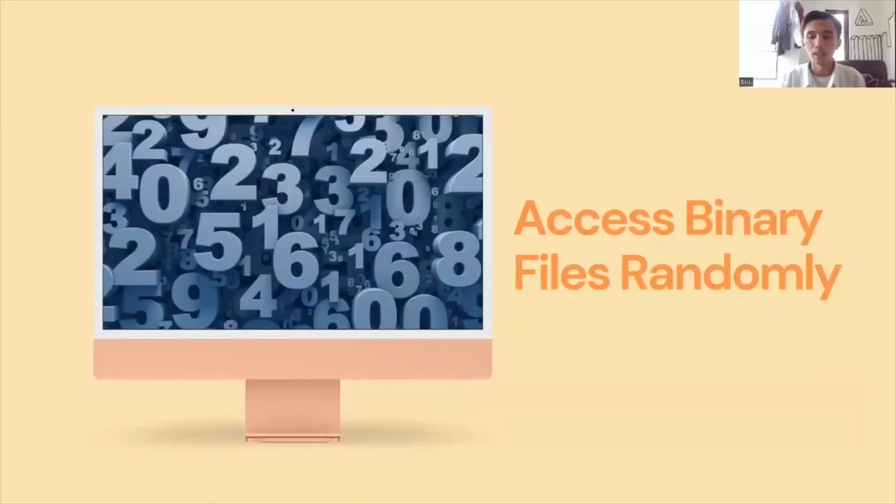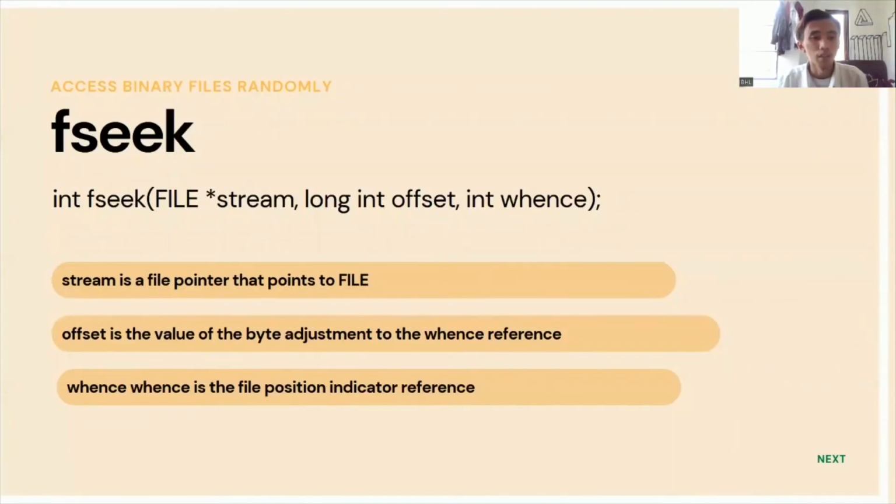Let me introduce myself. My name is Muhammad Bahru Mupinur Habib with assistant code BHL. Here, I want to explain about accessing binary files randomly. We use fseek with the basic formula: integer fseek(FILE *stream, long int offset, int whence). Stream is a file pointer that points to the file. Offset is the value of the byte adjustment relative to the whence reference. And whence is the file position indicator reference.